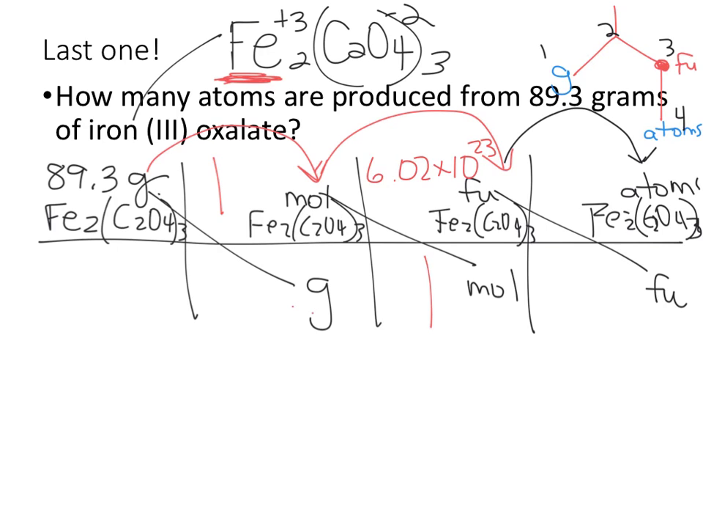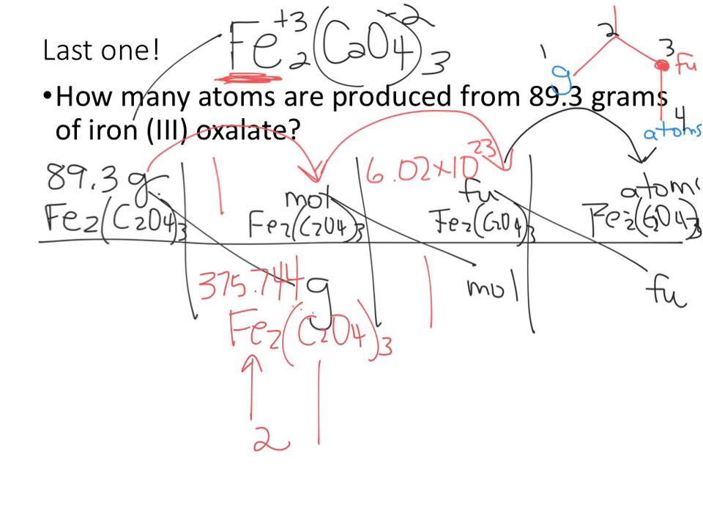Then I'm going to go back down here and find my grams of iron oxalate by calculating its molar mass. Its molar mass, which I did on the calculator ahead of time, is 375.744 grams, using the periodic table and multiplying by each individual. Just to point out, there are 2 irons. There are 6 carbons because you have to multiply by 3. And there are 12 oxygens.